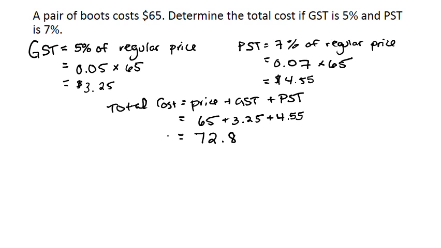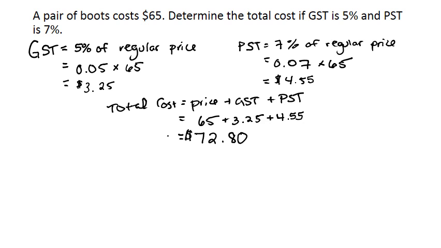$72.08. Now you might be tempted to just write 72.8, but remember this is money. So it'll be $72.80. You have to add that zero there. So that's one method you can use to determine the total cost.